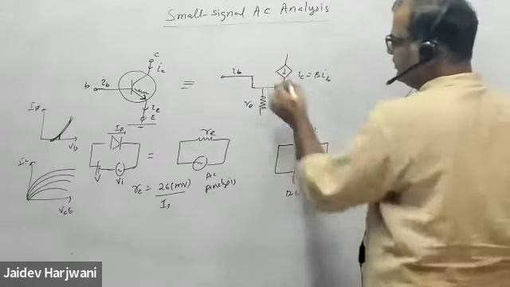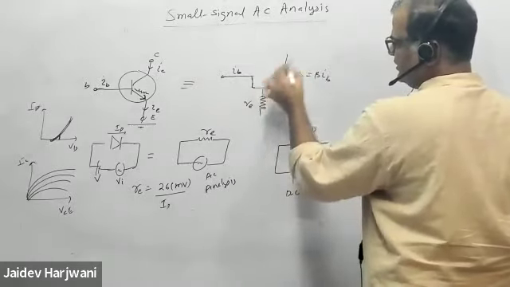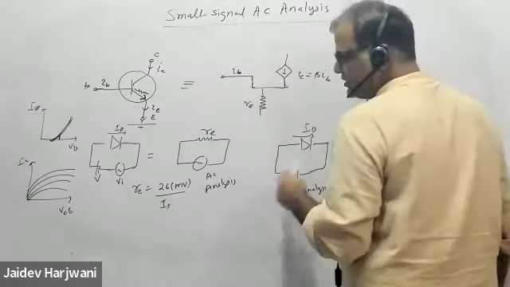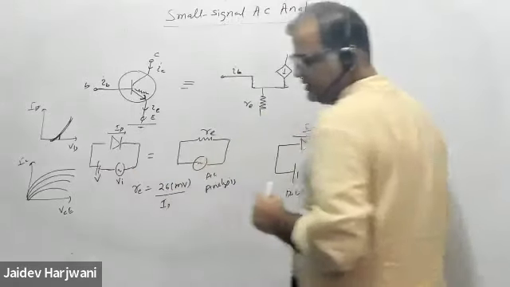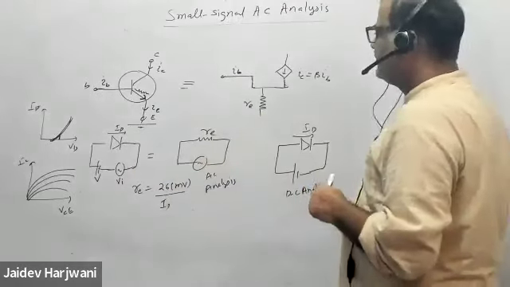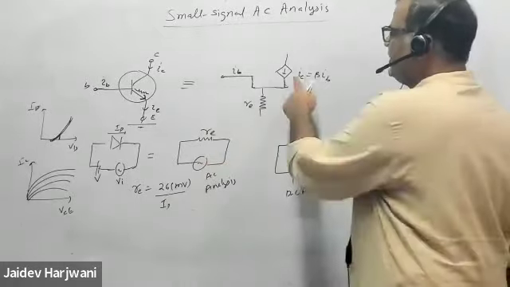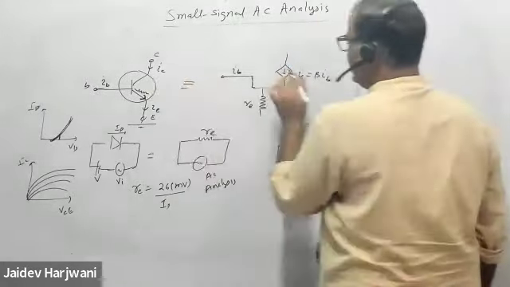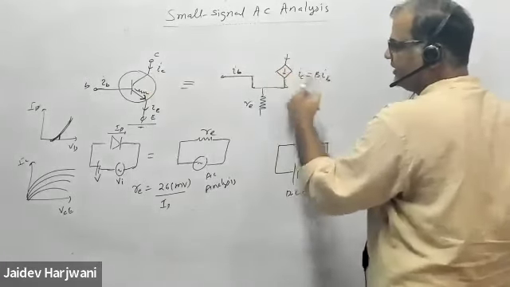So this is a dependent source, a dependent current source. Whenever there are independent sources, we draw like this or like this. Whenever there are voltage dependent or current dependent sources, we draw a diamond shape symbol. Now this current IC is coming here. Beta IB current is coming here.